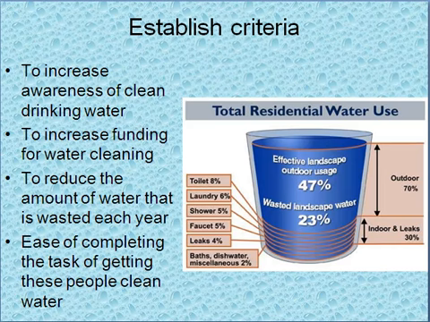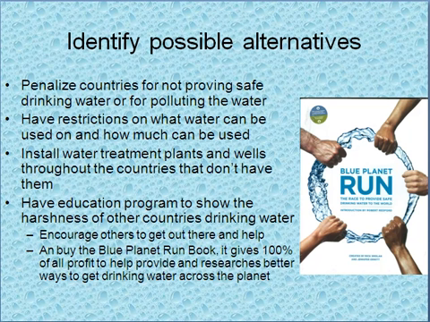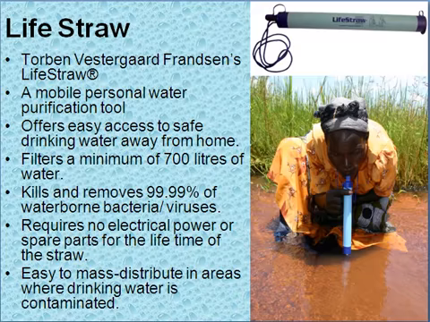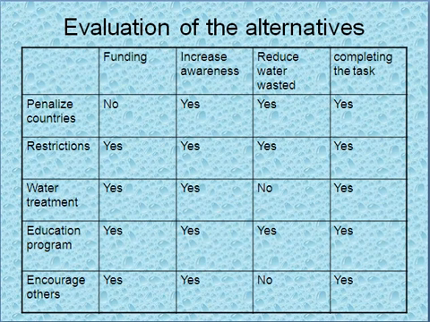After establishing criteria, the group then identified possible alternatives and listed those particular alternatives. One particular alternative they looked at was something called the life straw. When they had explored, using brainstorming, all possible alternatives and listed them, they then began the evaluation process.